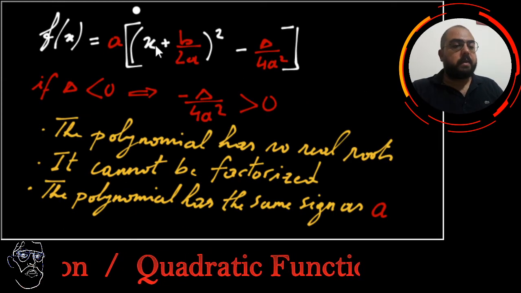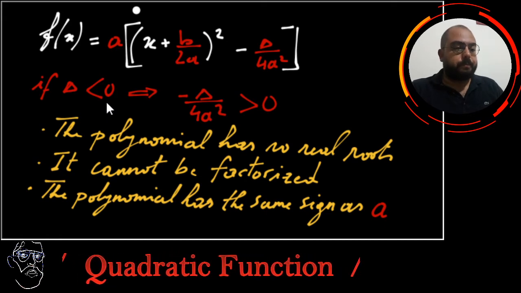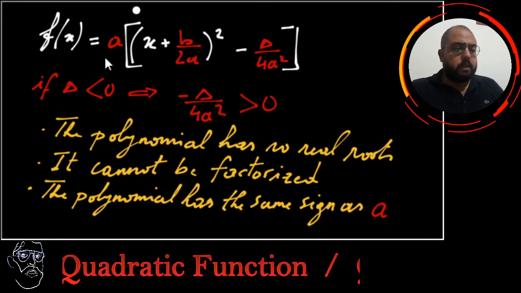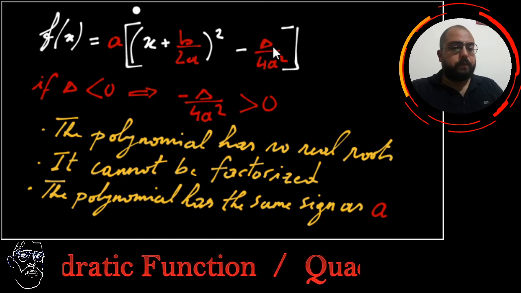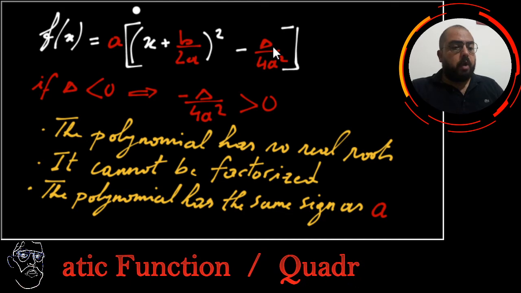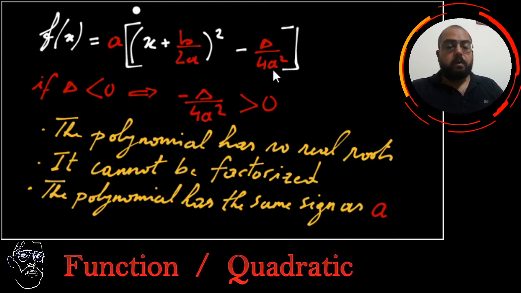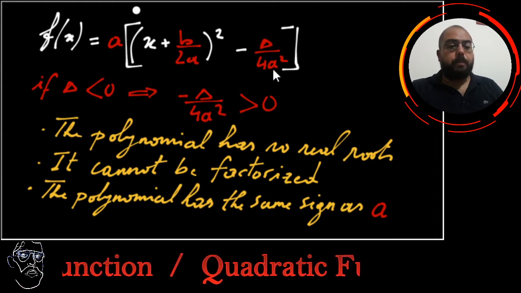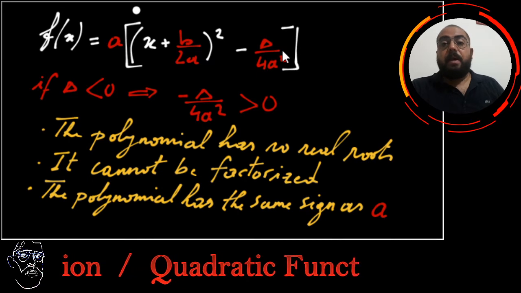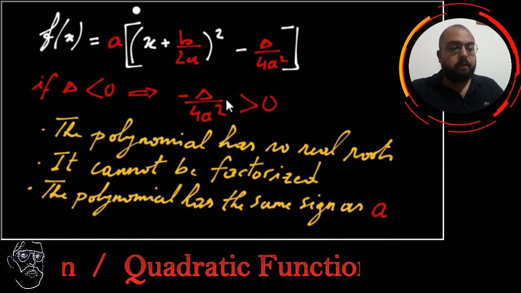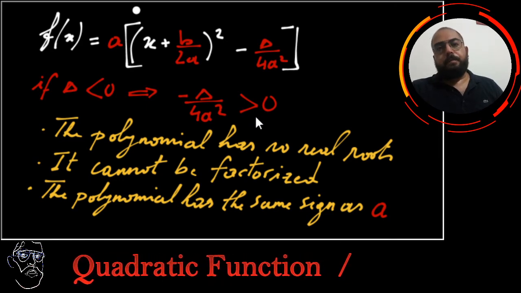So let's start with delta negative. What happens when delta is negative? Of course, as you can see, this is the canonical form where I replace b squared minus 4ac by delta. So I will have the fraction delta over 4a squared: delta negative, 4a squared positive. The fraction delta over 4a squared will be negative, with the sign negative in front, so the whole fraction with the sign negative will be positive.